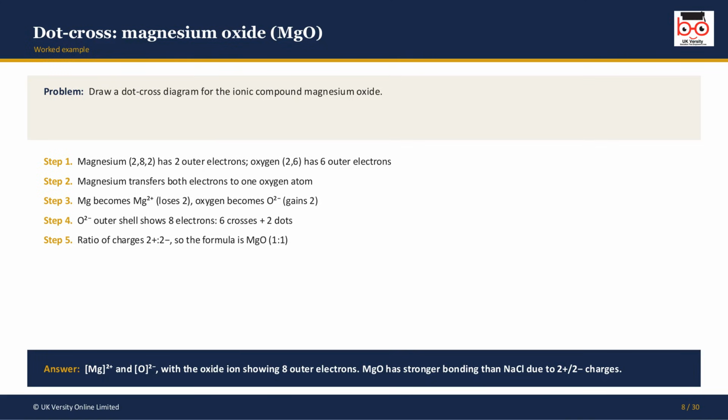The oxide ion's outer shell now shows 8 electrons, 6 crosses, and 2 dots. The charges are 2+ and 2-, so they balance 1 to 1, giving the formula magnesium oxide. And because those charges are doubled, magnesium oxide's bonding is stronger than sodium chloride's.